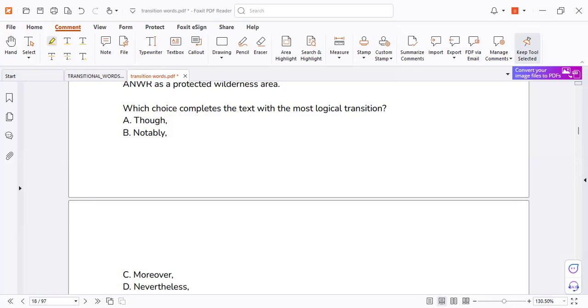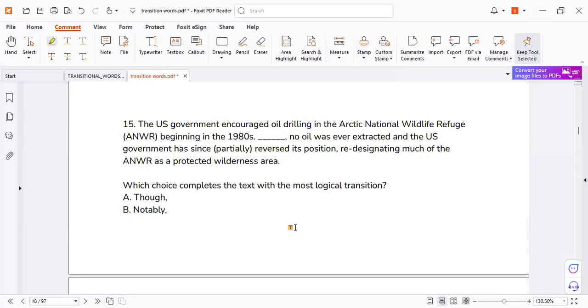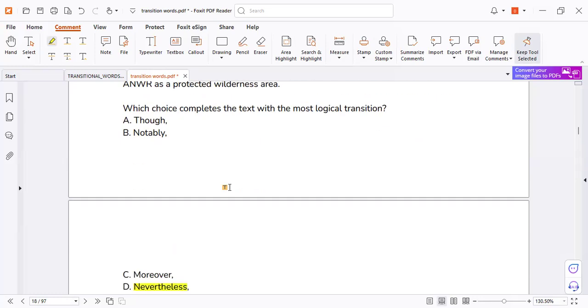Is it nevertheless? So yes. So as you know, look, no oil was ever extracted, and how you encourage that. So that means redesignating much of it.